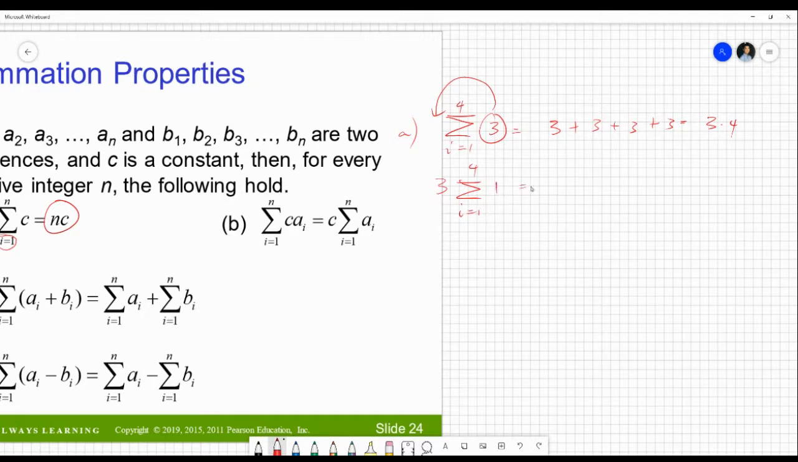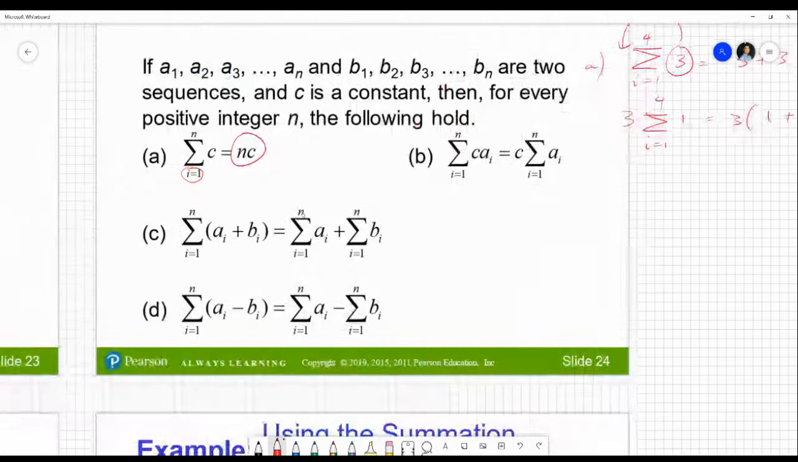So nothing to plug in here. So you have 3 times 1 plus 1 plus 1 plus 1, 4 times. So 4 times 3 is still the same thing, right? And so here I show you that if you have C and some other terms, you can factor out C outside. And that's what I showed you before.